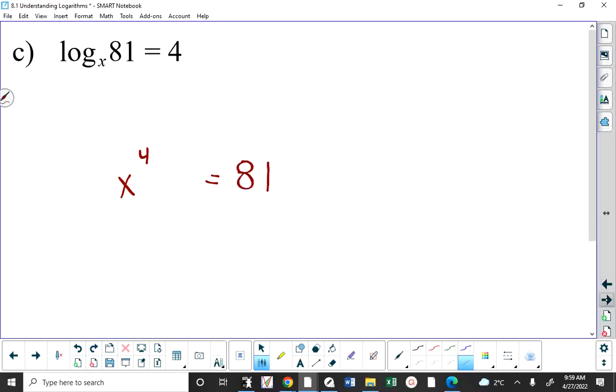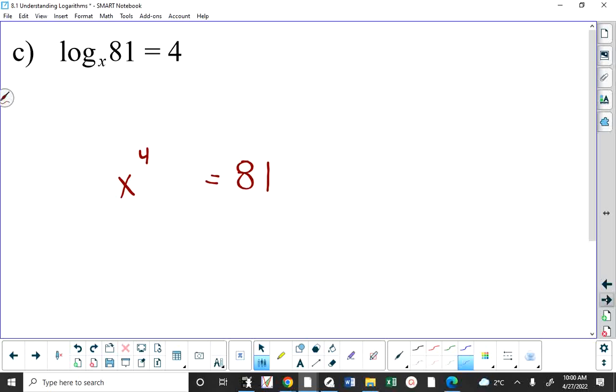And I would say that those people who have it almost immediately have it immediately because they know their powers. They know powers of 2, powers of 3, powers of 4, etc. How many of you got 3 because you know that 3 to the 4 is 81? Okay. When I rewrite it this way, though, how can we solve it algebraically without having that knowledge?